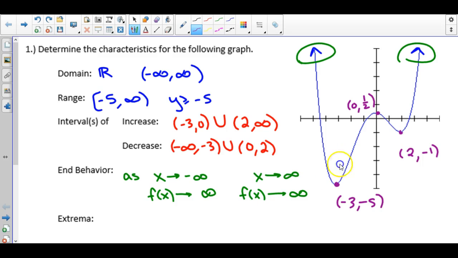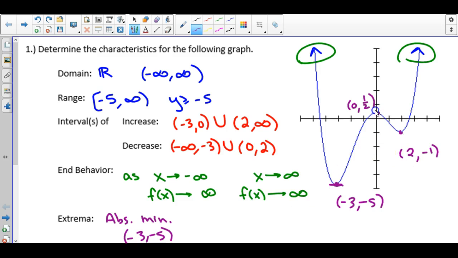So these are going to be my critical points. First of all, this one right here is the lowest of all low values that this function will approach. So that's going to be called an absolute minimum, and that is going to occur at (-3, -5).